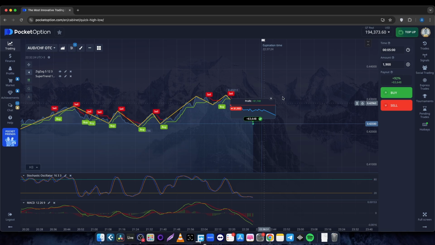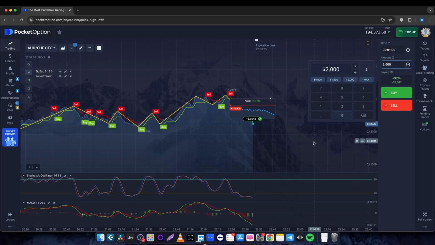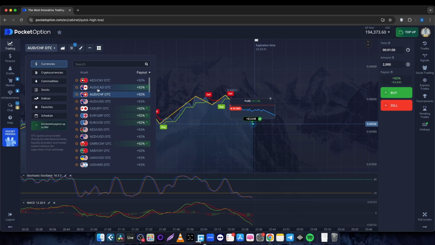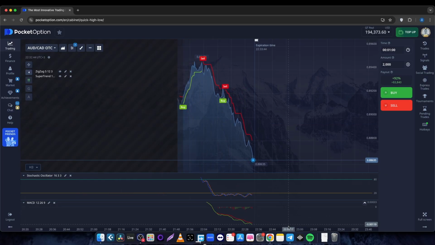Artificial intelligence gave the right entry direction, and my technical analysis did not let me down. Let's open a second trade and increase the investment amount to $2,000. I'll take another currency pair. Let's take the Australian dollar and the Canadian dollar OTC.